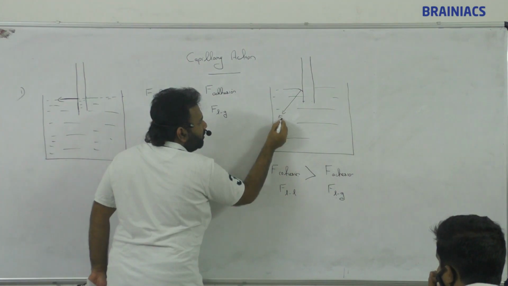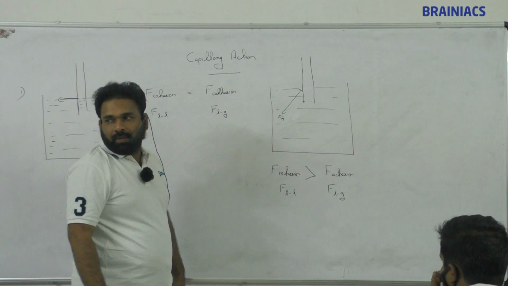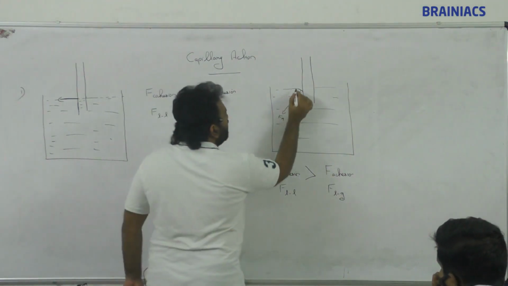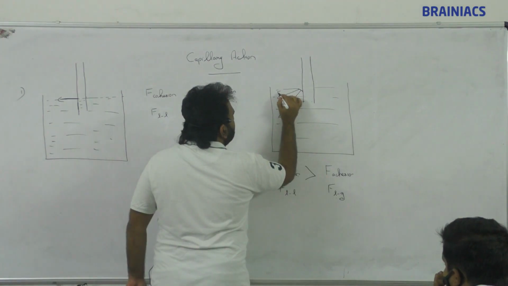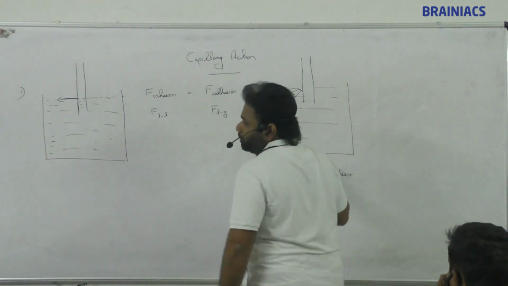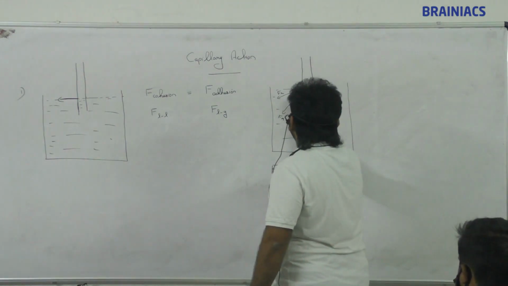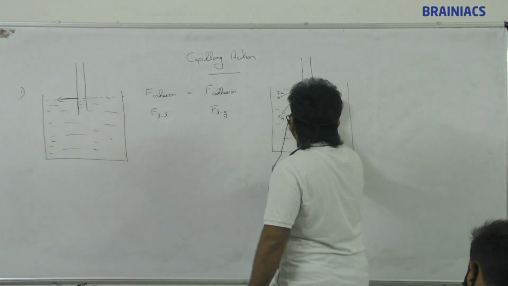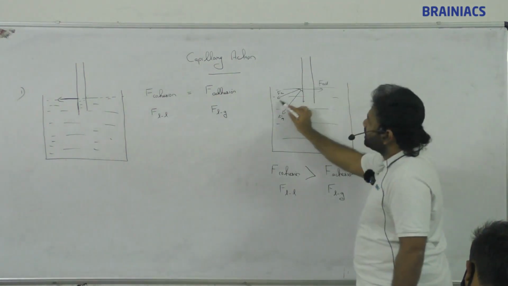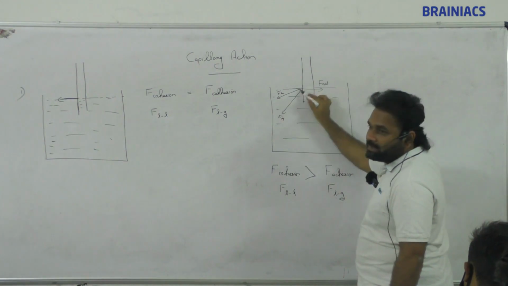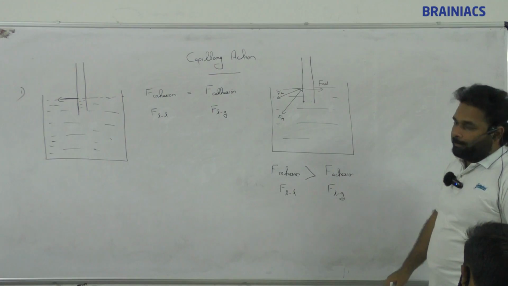So the resultant force will be in this direction. Okay, so maybe more force of cohesion is in this direction, and force of adhesion, if it is in this direction, when we take, if it is more, the resultant will be in this direction. Correct or what?